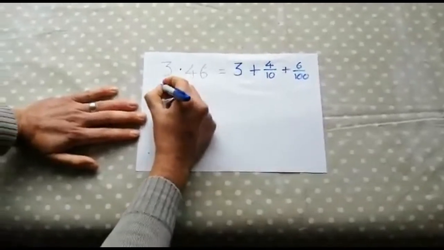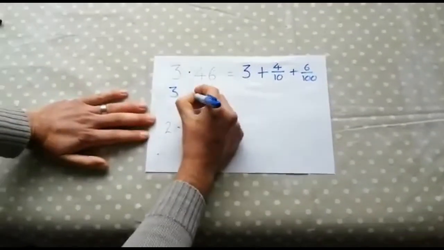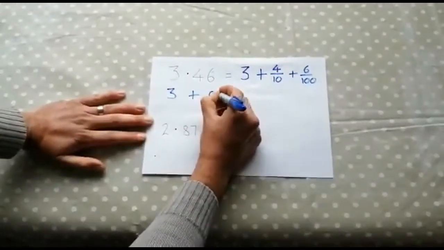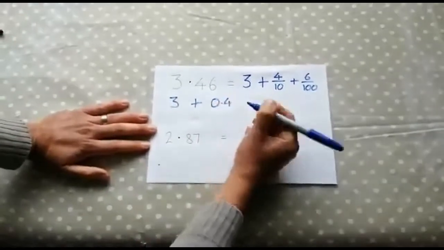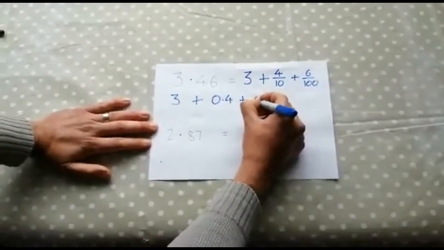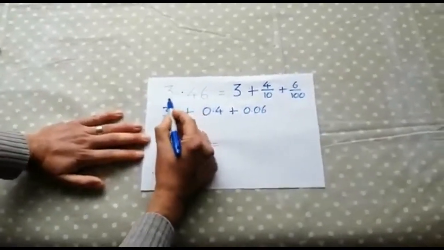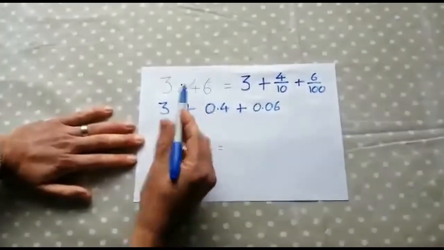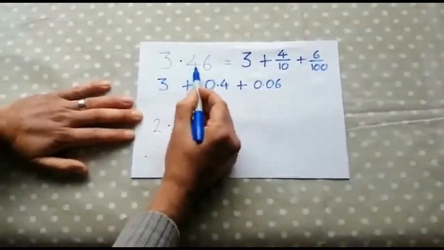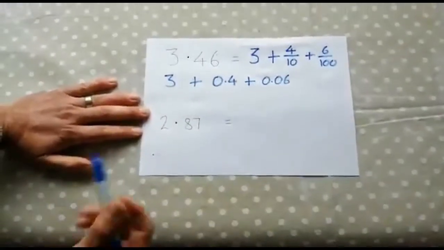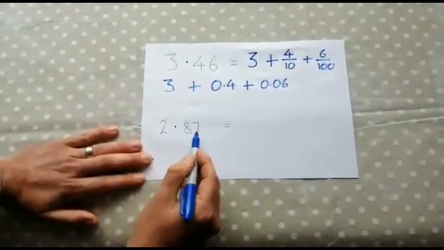We can also write it as 3 plus, as a decimal, 0.4 plus 0.06, and when we put all those together we get 3.46. 3 wholes, 4/10, 6 hundredths. So our next example, 2.87.